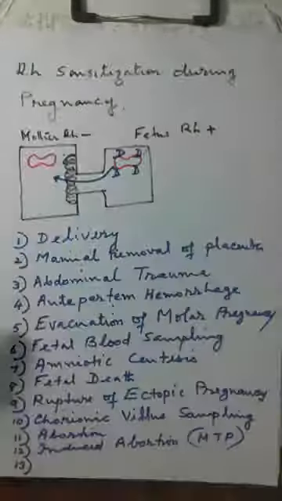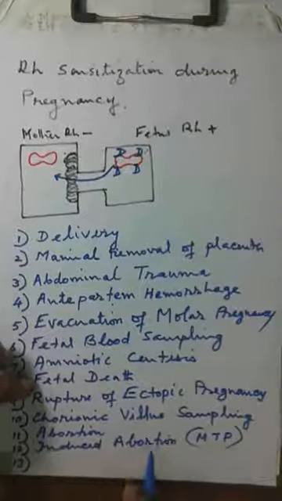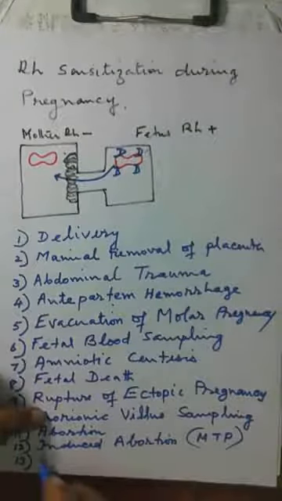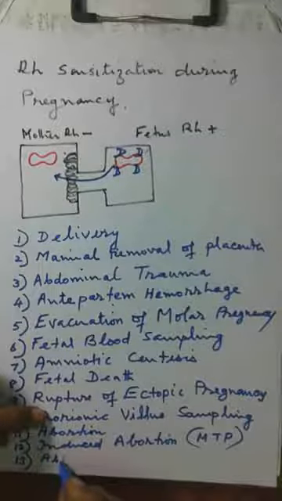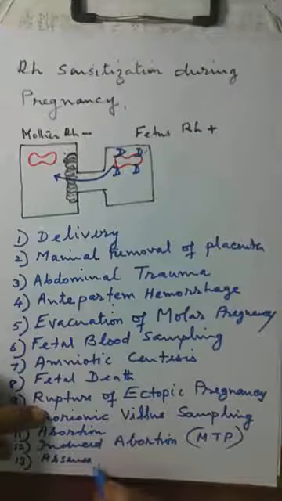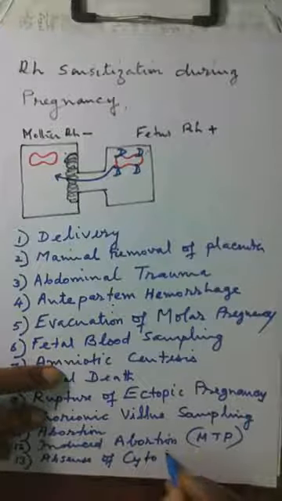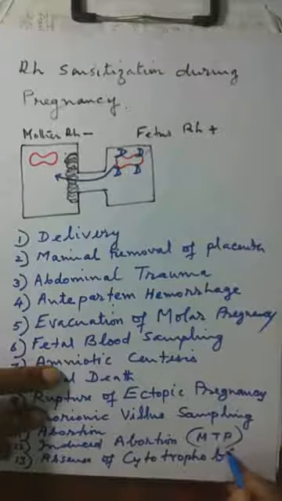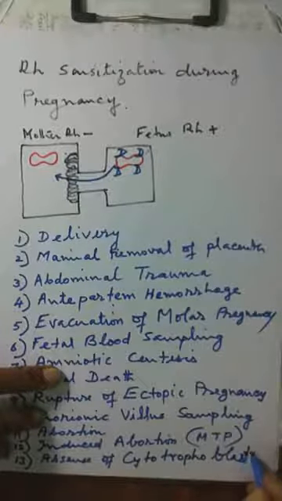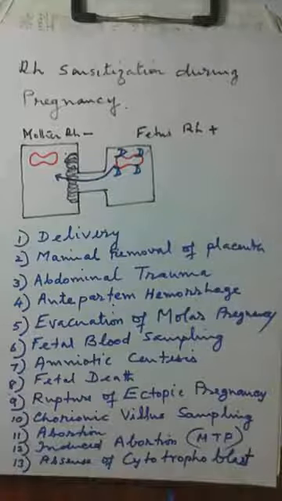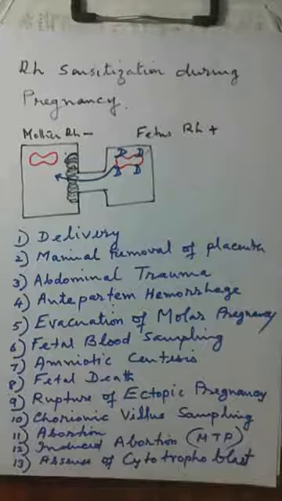So I will write that also here: absence of cytotrophoblasts. Trophoblasts are of two types. One is cytotrophoblast, the other is syncytiotrophoblasts.